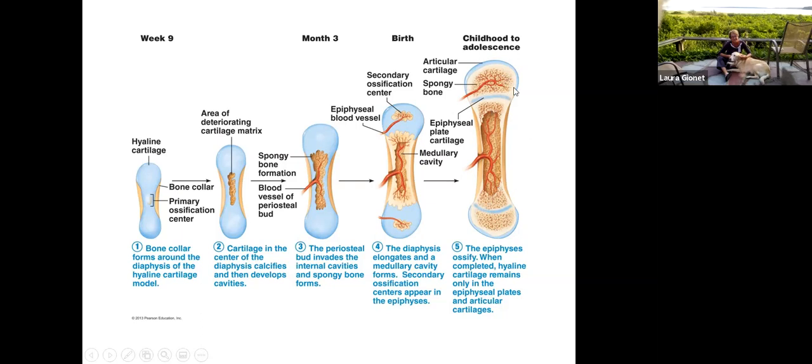The remaining light blue areas are the remnants of all that hyaline cartilage at the articular ends of the bone and at the epiphyseal plates. And now it starts to look like a nice long bone. The epiphyses, proximal and distal epiphyses, and the diaphysis. And that's how long bones develop.